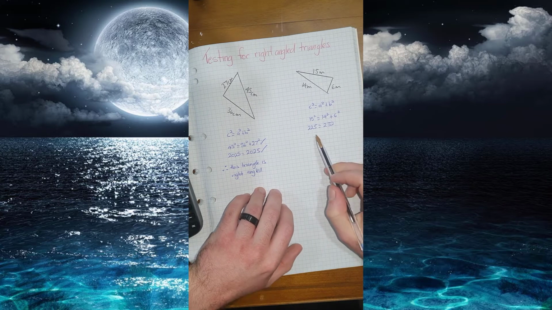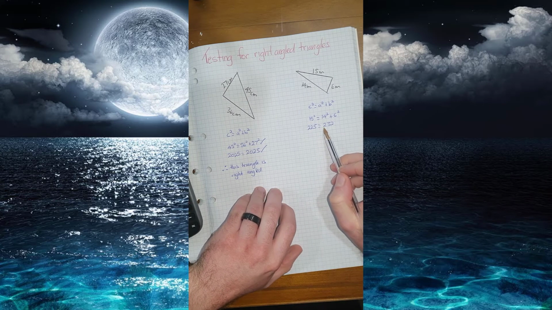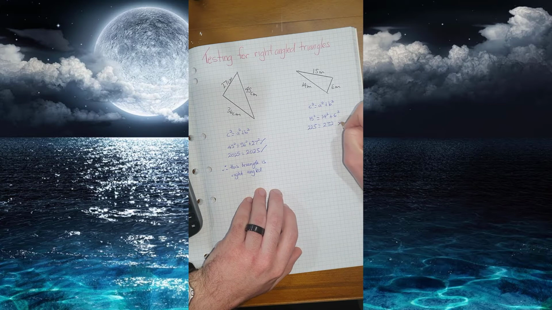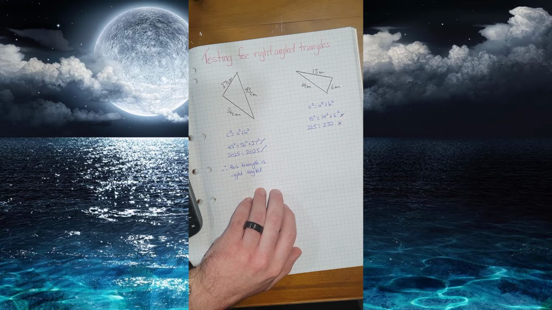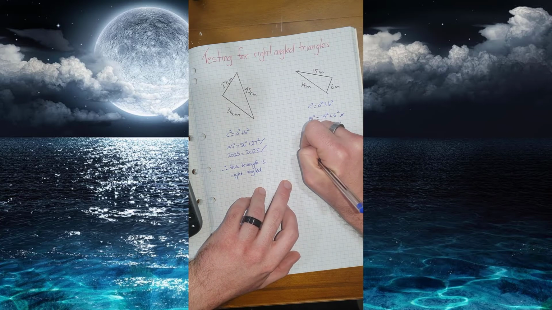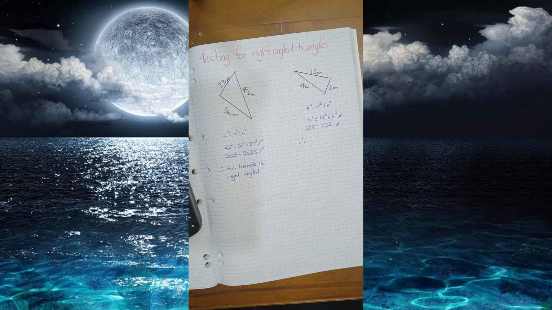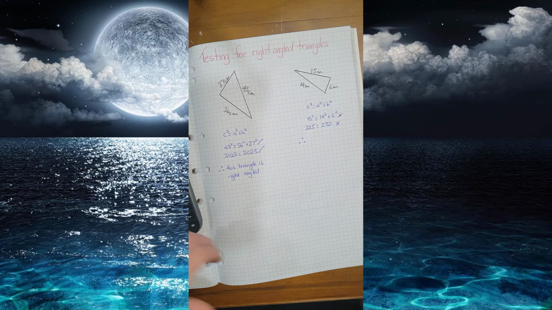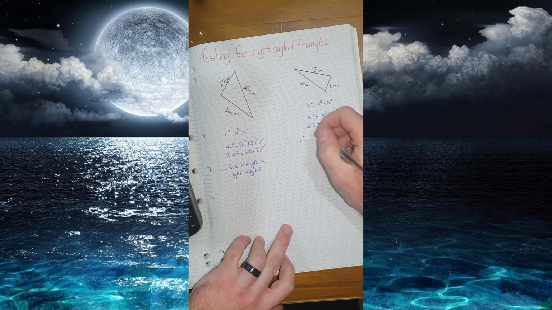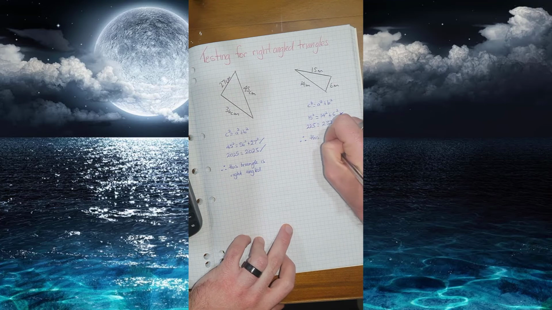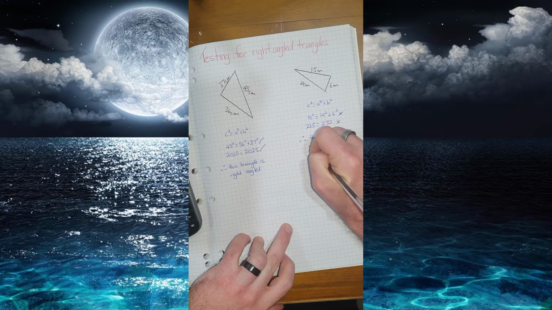232. So does 225 equal 232? No. They're not the same number on each side of this equation. Therefore, this is not true. So based on these mathematical findings, think of it like science. We're getting our evidence and now we're drawing a conclusion. So therefore, this triangle is not right-angled.